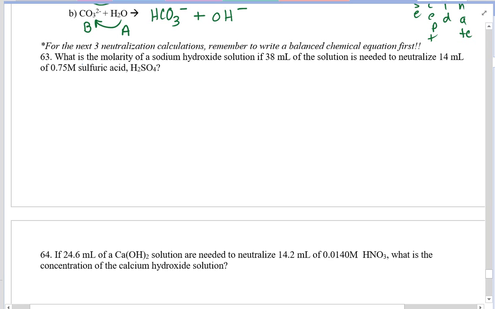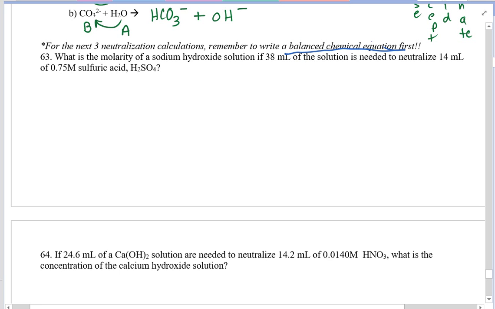What is the molarity of a sodium hydroxide solution if 38 mL of solution is needed to neutralize 14 mL of 0.75 molar sulfuric acid? So first thing we need to do is to write out a balanced chemical equation. It gives us a hint right there above. Write out my balanced chemical equation.